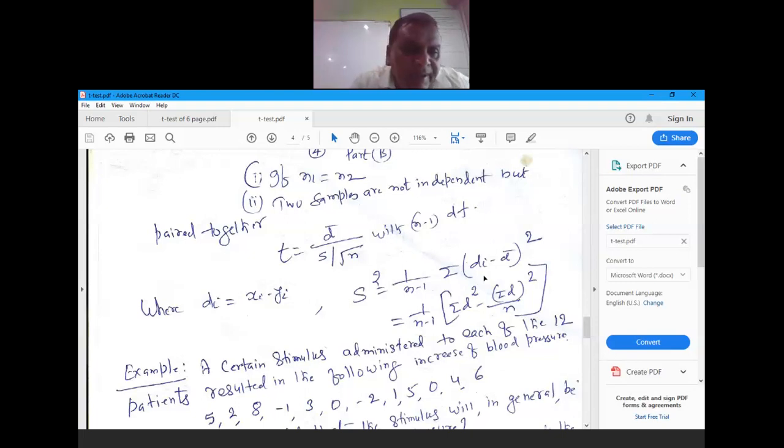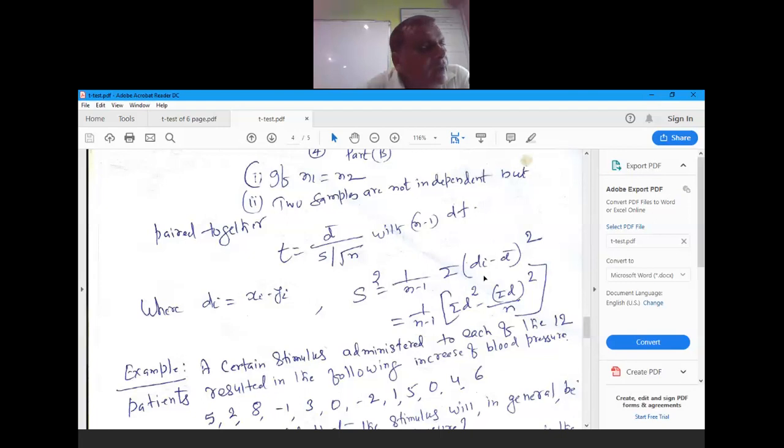So di is what? di is nothing but the deviation in xi and yi. And s square is equal to 1 upon n minus 1 into summation di minus d bar whole square. Or if we break the formula di minus d bar whole square in the form of a minus b whole square, then you will get 1 upon n minus 1 into under bracket summation d square minus summation di whole square divided by n.